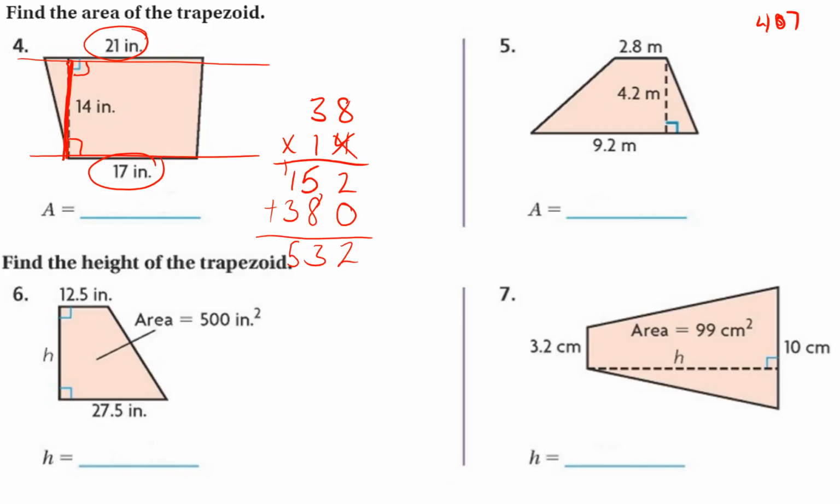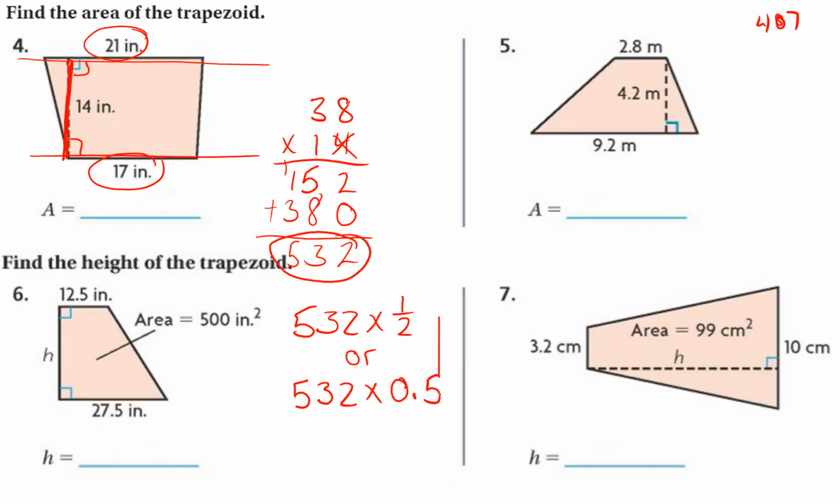Okay, and then my last step, I have 3 choices. I can take this number, 532, I can multiply it by 1/2, or I can take 532 and multiply it by 0.5, or I could take 532 and divide it by 2. Okay, all 3 of these will give you the same answer.